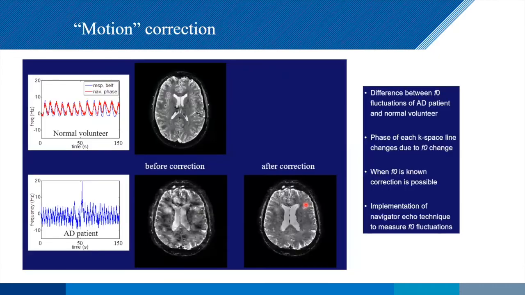Well, it is motion. And if we put on a respiratory belt here for a normal volunteer, you see this regular breathing over here. If you look at an Alzheimer's patient over here, you see, well, more rapid breathing, probably just due to age, but you also see large jumps over here. And what I plotted out here is actually the frequency in the brain. So this is looking at what is the water resonant frequency in the brain. And it's jumping. And it's jumping not because the head is moving, it's jumping because either the breathing is changing or some other part of the body is moving.